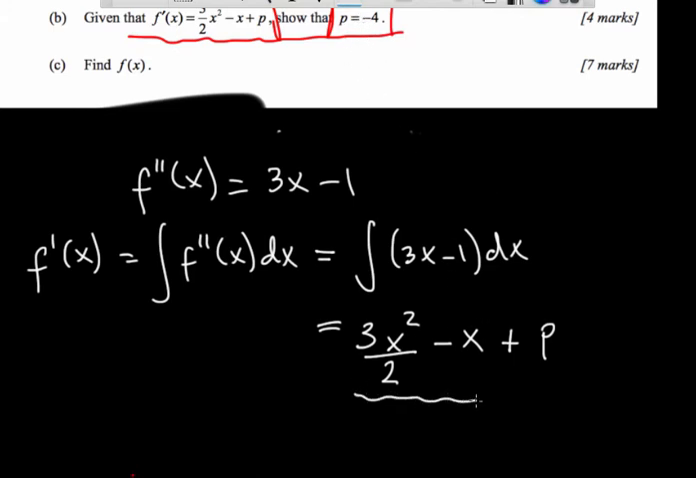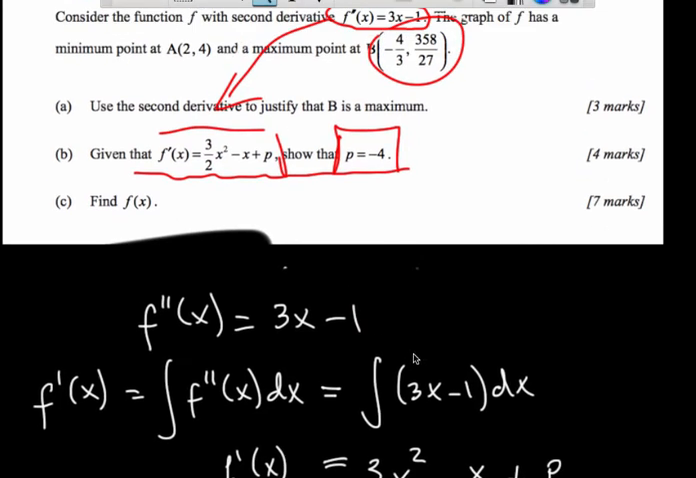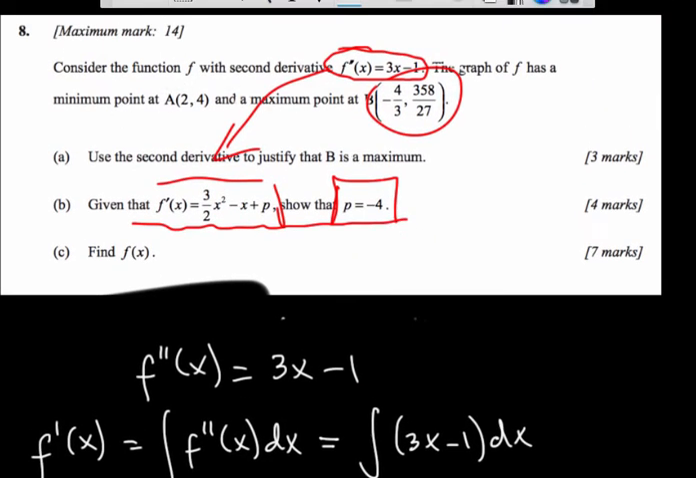How can we find out what the value of p is? Well, since this is the first derivative, we can't use the values for the x and the y coordinates here, because that would be true for f of x, but we don't have f of x, we have f dash of x, so we can't use x equals 2 and then y equals 4 as our values. What we can use is information that they've given us in the question about the slope.